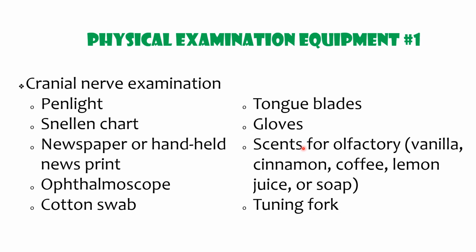Now let's move on to physical examination. Okay, for the cranial nerve examination, you will need to prepare the following materials: the pen light, Snellen chart, newspaper or handheld newspaper, ophthalmoscope, cotton swab, tongue blades, gloves, sets for olfactory like vanilla, cinnamon, coffee, lemon juice, or soap, and tuning fork.